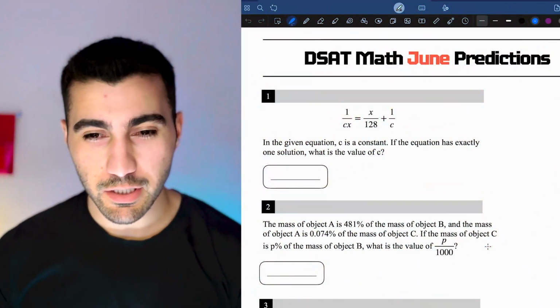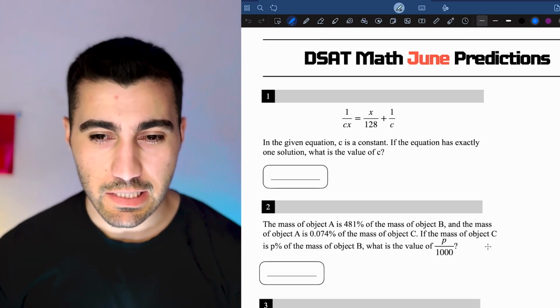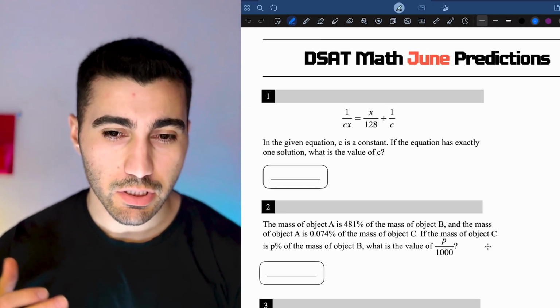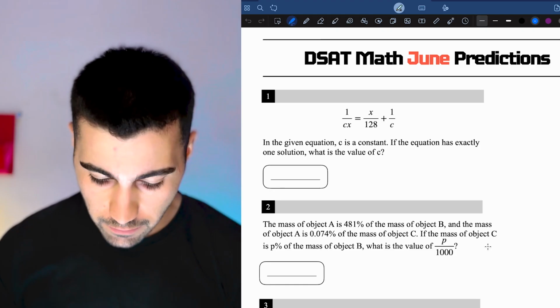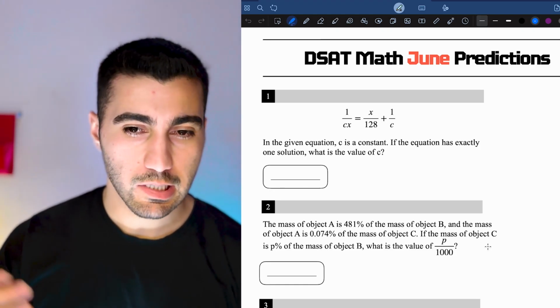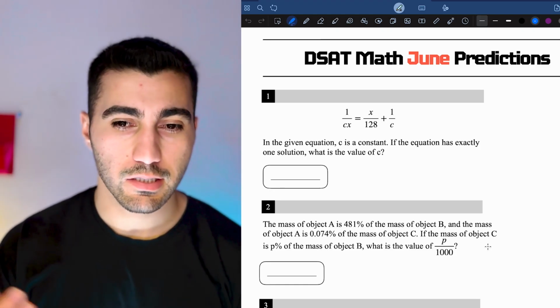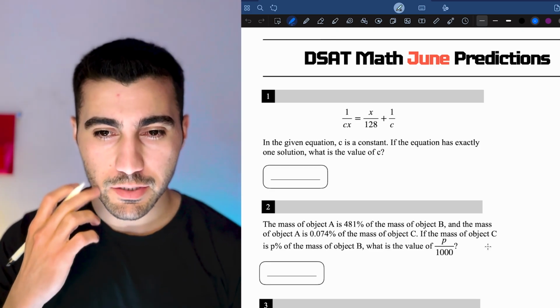All right, here is question number 1. In the given equation, C is a constant. If the equation has exactly one solution, what is the value of C? This is one of the questions that shows up in the second module of the math section. And here is what we do.